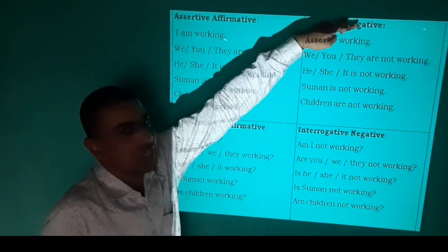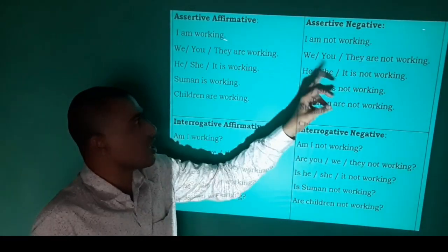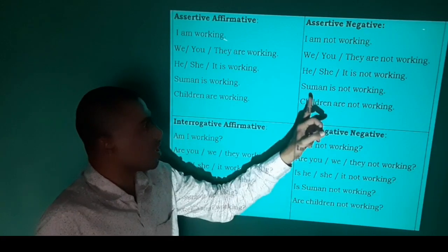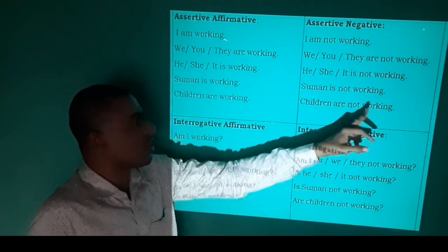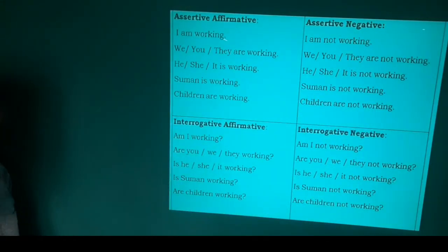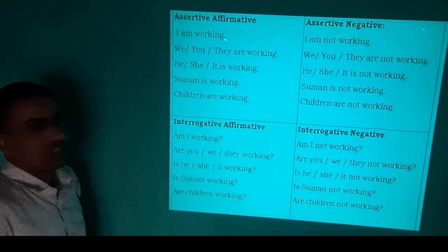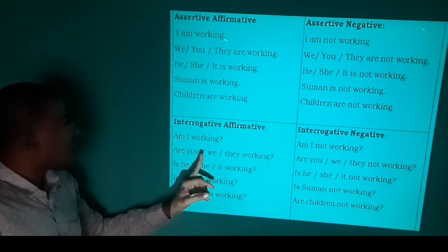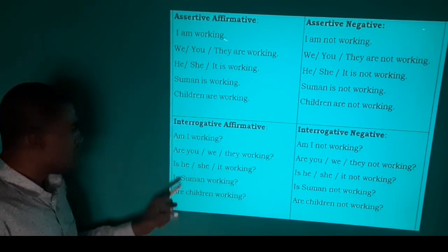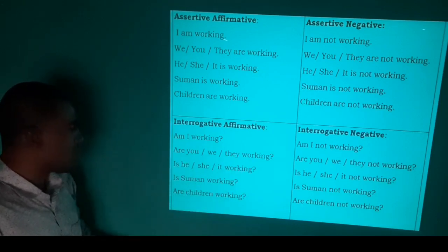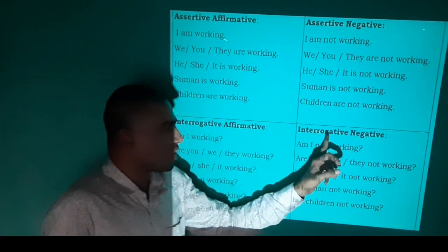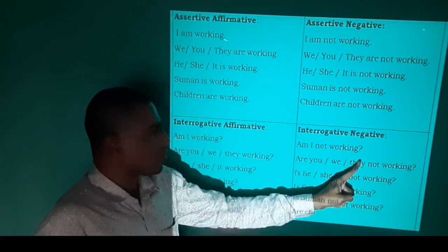Next, assertive negative. I am not working, we, you, they are not working, he, she, it is not working, Suman is not working, children are not working. So these are all the different things that we generally talk about. Next, interrogative affirmative or positive. Am I working? Are you, are we, or are they working? Is he, she, it working? Is Suman working? Are children working?